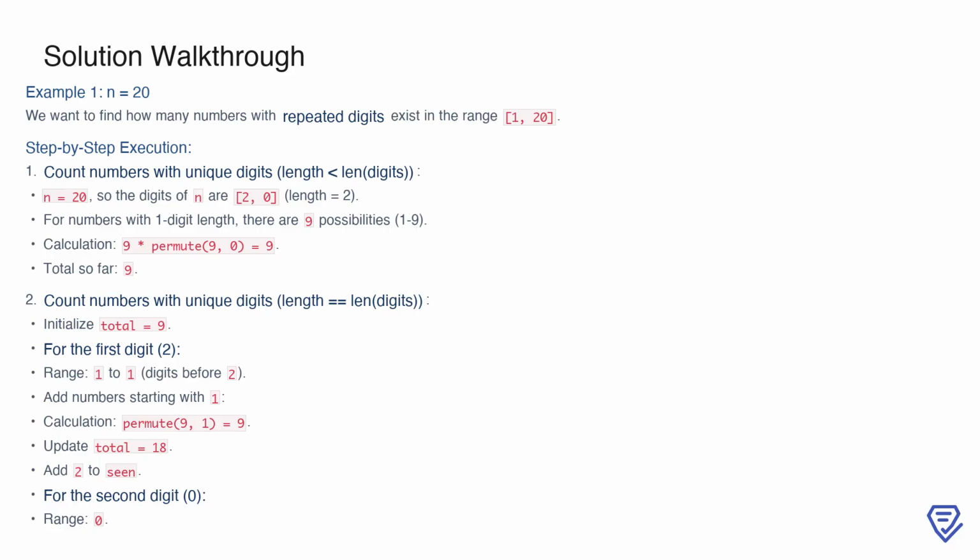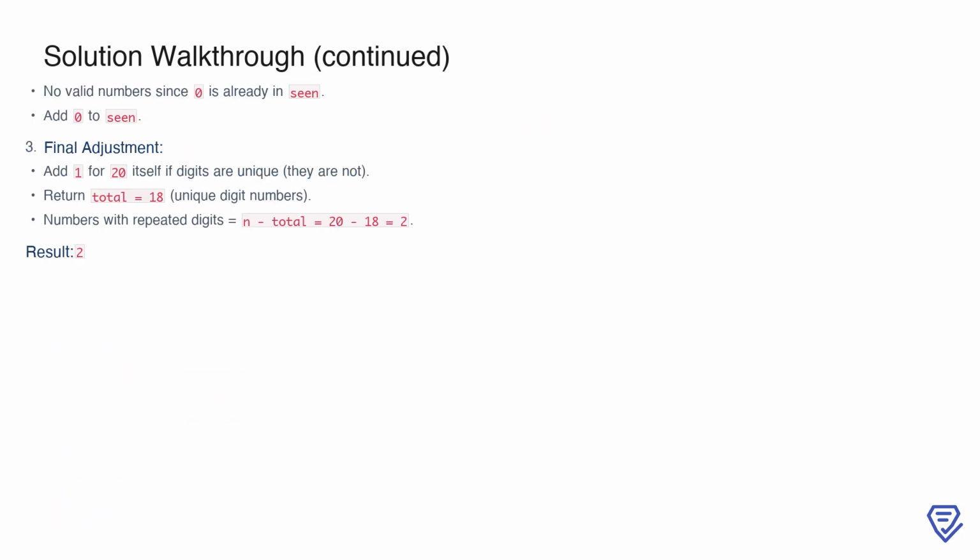Finally, we evaluate the second digit, 0, but since 0 is already in the seen set, there are no valid numbers to add here. After adding the digit 0 to the seen set, we make the final adjustment. We check if 20 itself has unique digits, but since it does not, the digit 0 is repeated, we do not add it to the total. The total number of unique digit numbers remains 18.